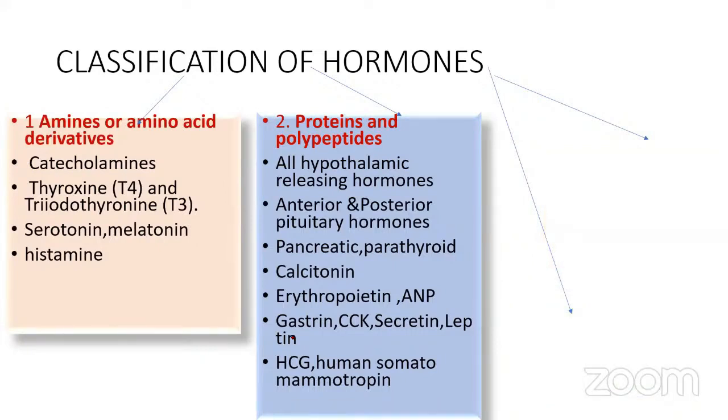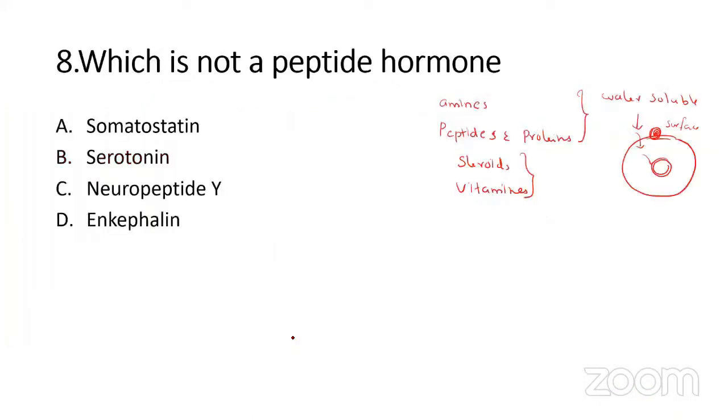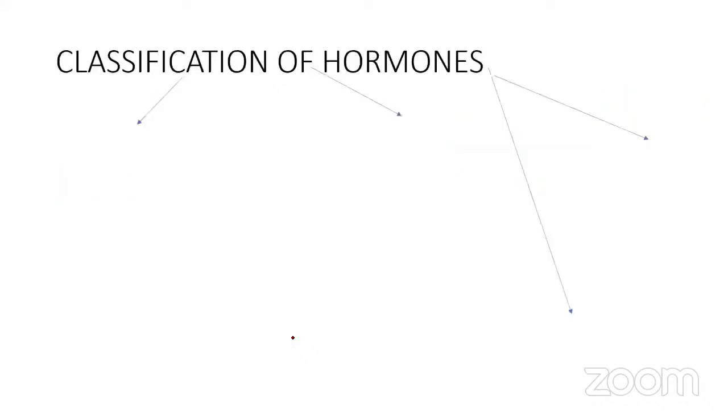So let's see our question. Which is not a peptide hormone? Answer is serotonin. Somatostatin, neuropeptide Y, enkephalin, these are peptide hormones. Serotonin is an amine.